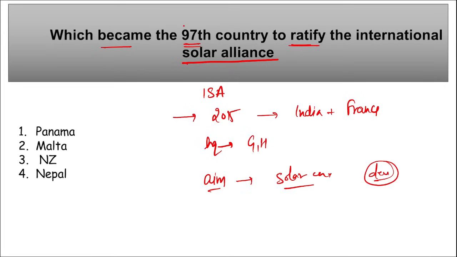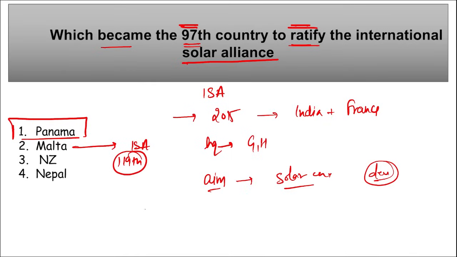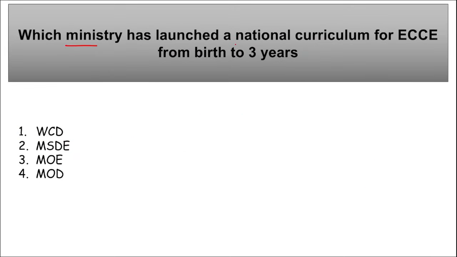Now the question asked here is, which became the 97th country to ratify this International Solar Alliance? It is Panama, right? And which was the latest country that has joined the International Solar Alliance? It was Malta, right? Take a note of this. And Malta was the 119th country to join the International Solar Alliance. Who is the Director General here? Ajay Mathur. Which ministry has launched a national curriculum for ECCE from birth to 3 years?